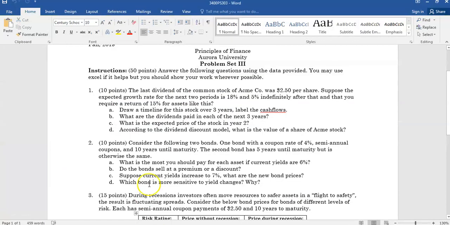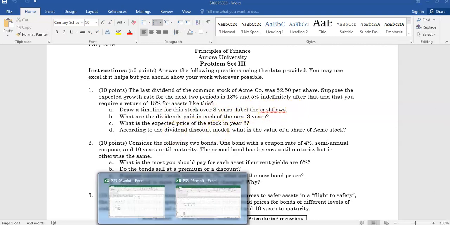All right, let's take a look at problem number 1 here. The last dividend of the common stock for this company was $2.50 per share. Suppose that the expected growth rate for the next 2 periods is 18% and then 5% indefinitely after that, and that you require a 15% return for assets like this. Draw a timeline for this stock over 3 years and label the cash flows. Let's start with that piece.